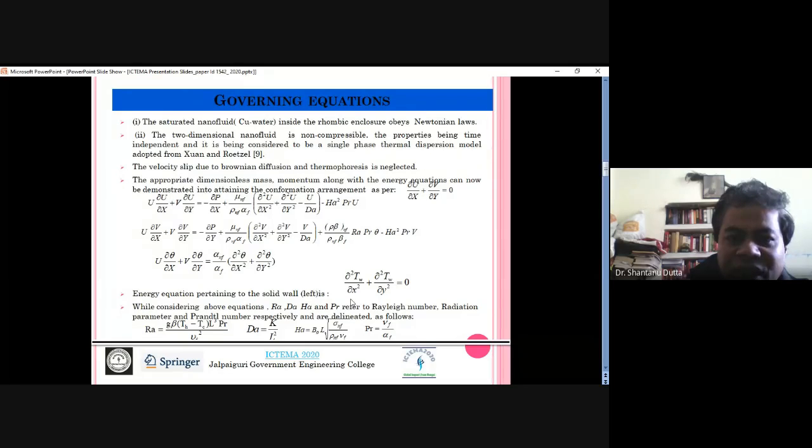This is the energy equation pertaining to the solid left wall. This is a dimensionless equation, so accordingly we have chosen Ra, Da, Ha and the Prandtl number, which are the main governing numbers for this natural convection study.